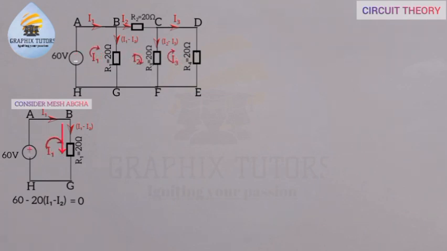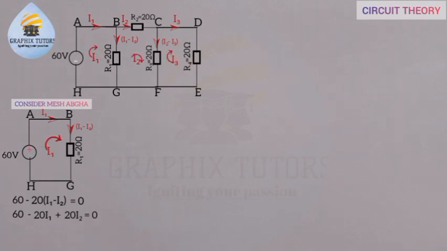Now, if I expand, I'll be having 60 minus 20 times I1 will give us 20 I1 plus 20 times I2. Because we multiply minus 20 I2 times minus I2 gives us plus 20 I2, equals 0.